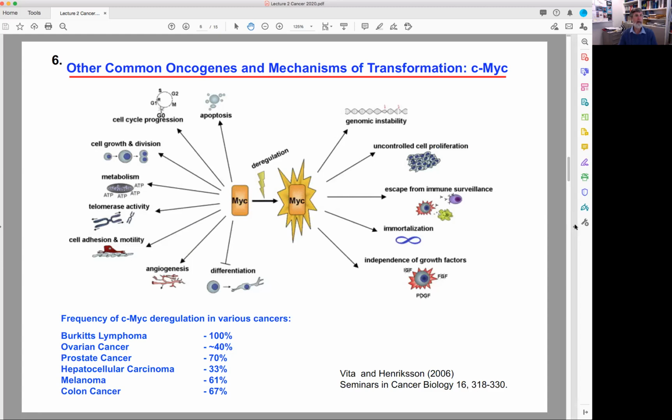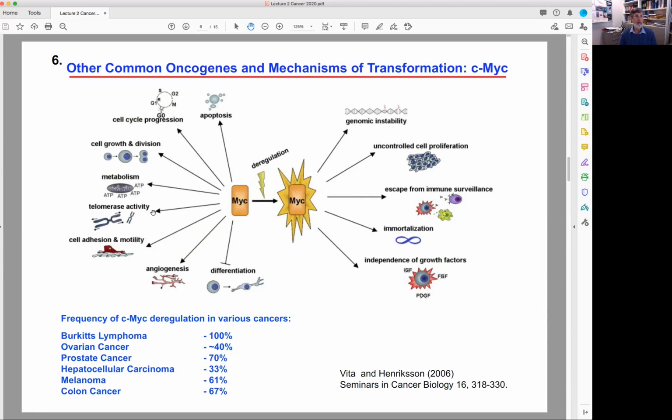So let's look at other common oncogenes and mechanisms of transformation. We're going to initially look at c-Myc. c-Myc has many important functions in a cell. It stimulates cell cycle progression. It stimulates cell growth and division. It also stimulates metabolism. And remember that rapidly growing cells need lots of energy, so it can stimulate energy production.